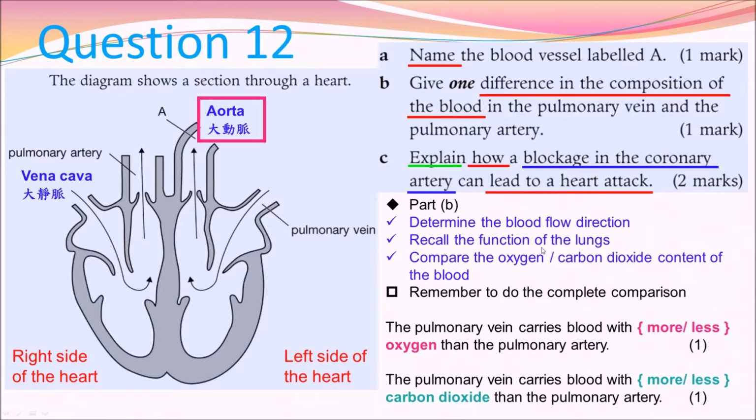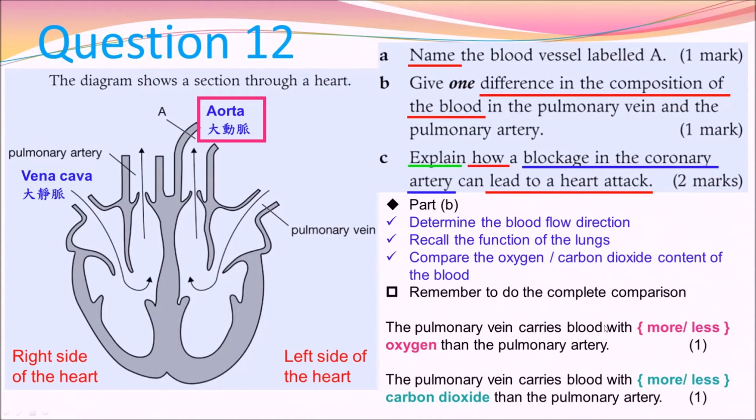We call the function of the lungs gas exchange, and then you can compare the oxygen or the carbon dioxide content of the blood. Remember that because it's a comparison question, we need the complete comparison. That is 1 mark. And I give you 2 sentences here because I want you to write down these 2 sentences for me. If you can really identify the blood composition correctly, you can earn 1 more bonus mark.